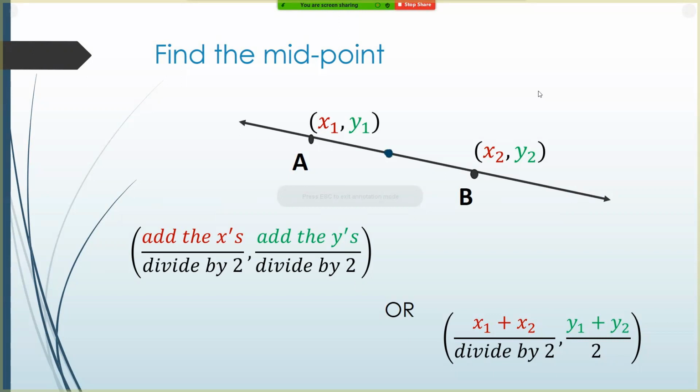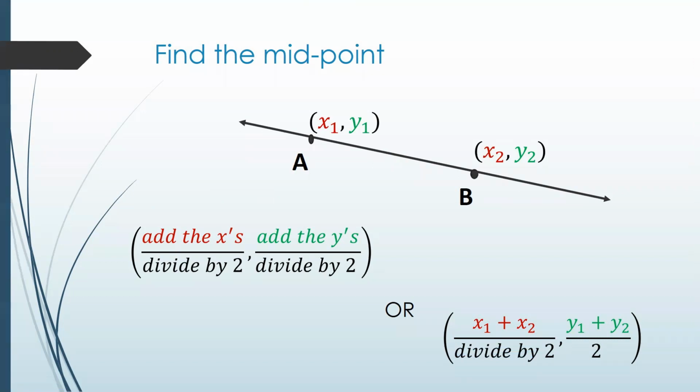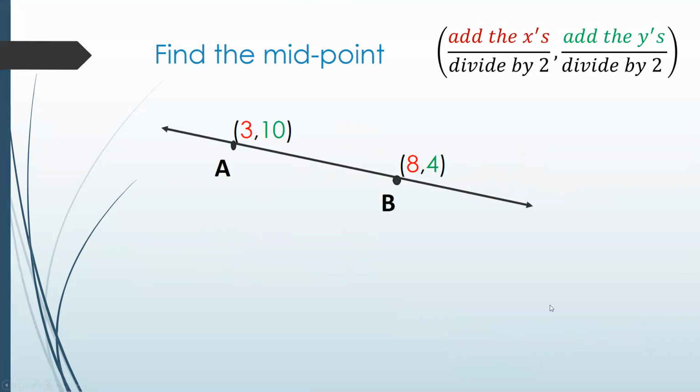So to find your midpoint, if I give you two ordered pairs, you're going to take the x's, add them together, divide by 2. Take the y's, add them together, divide by 2. This is the technical formula: x1 plus x2 divided by 2, y1 plus y2 divided by 2. Just remember, add your x's, divide by 2, add your y's, divide by 2.